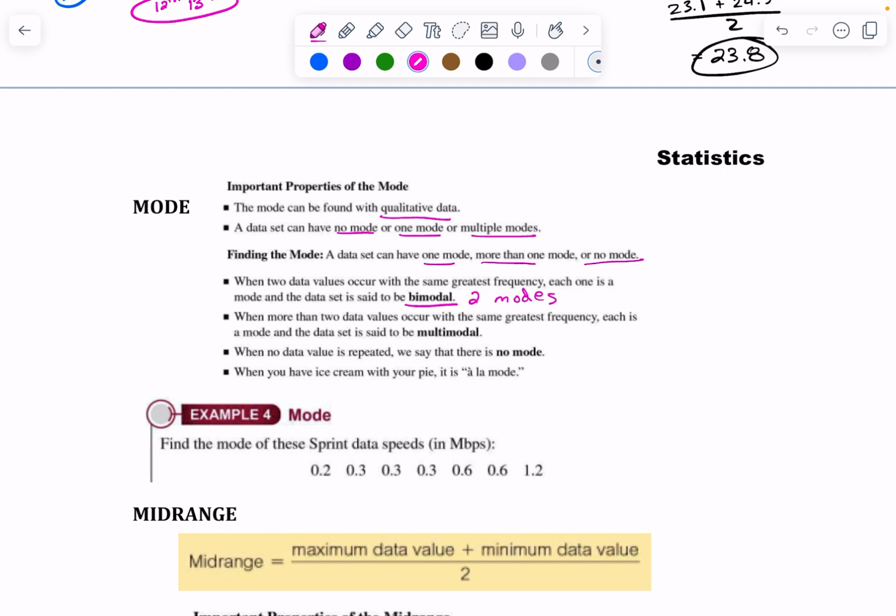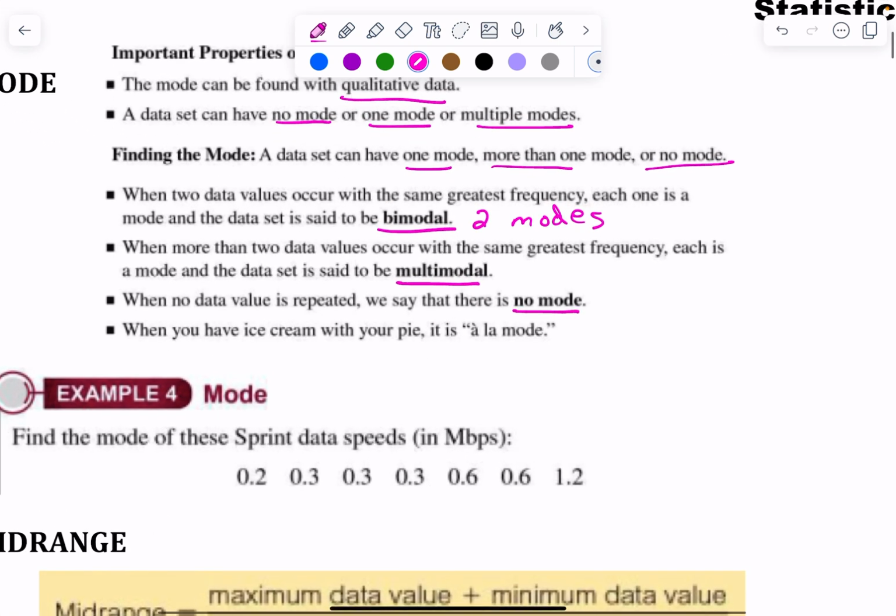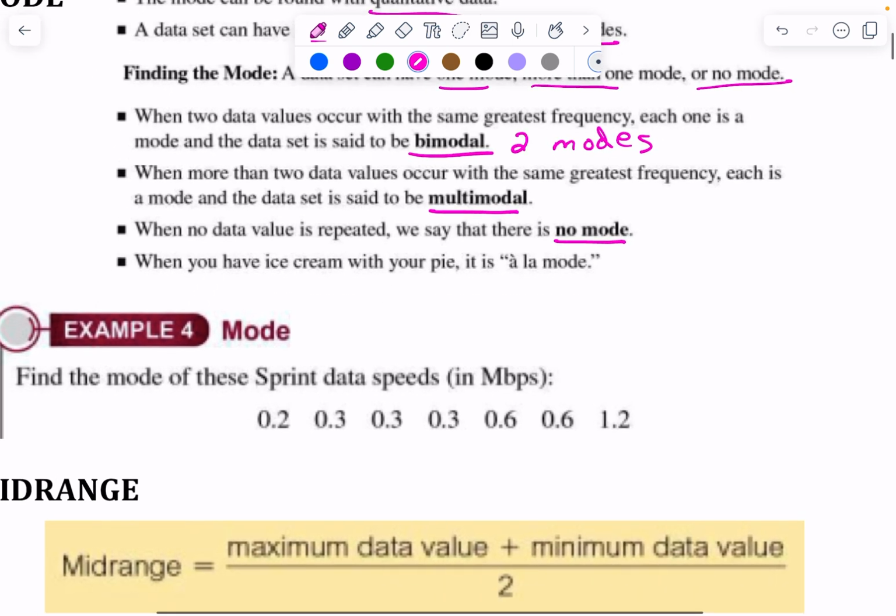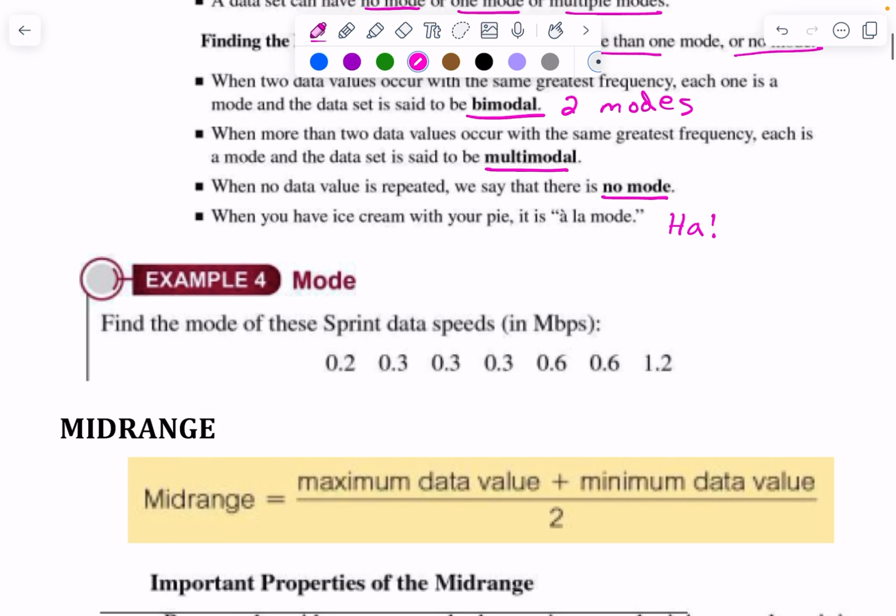When it has more than 2 data values that occur with the same frequency, it's called multimodal. When no data value is repeated, we say that there is no mode. And when you have ice cream with your pie, it's called a la mode. Ha ha ha. Okay, you're not laughing. Anyway, example 4.